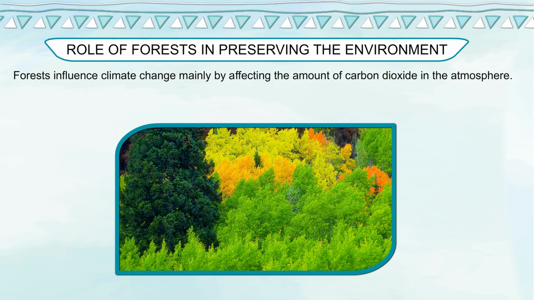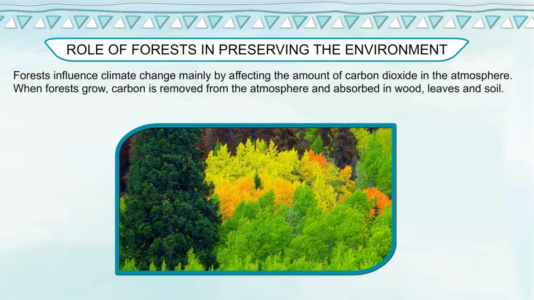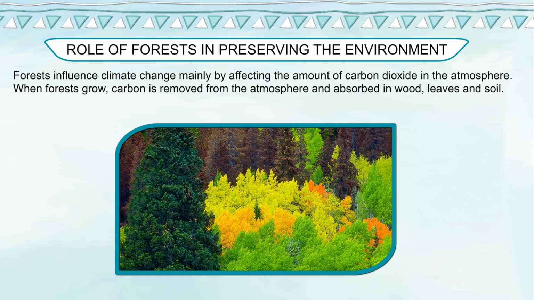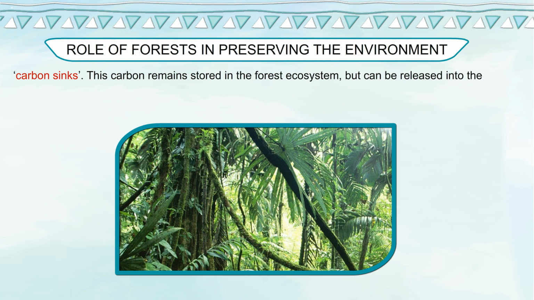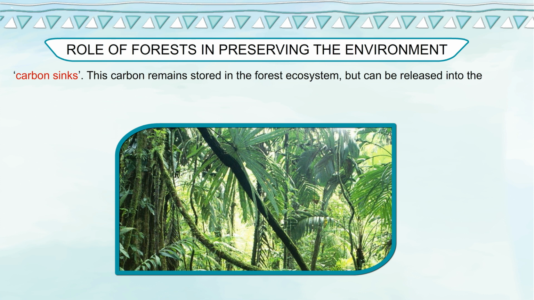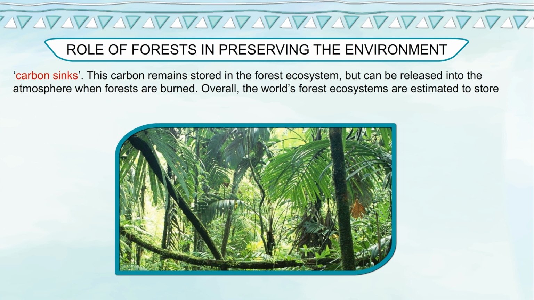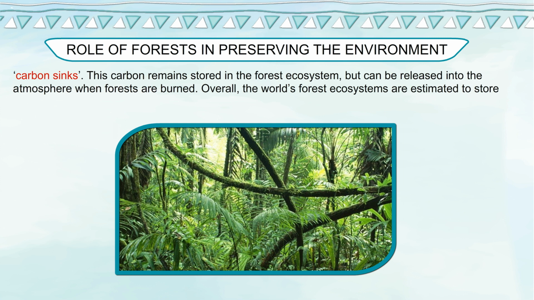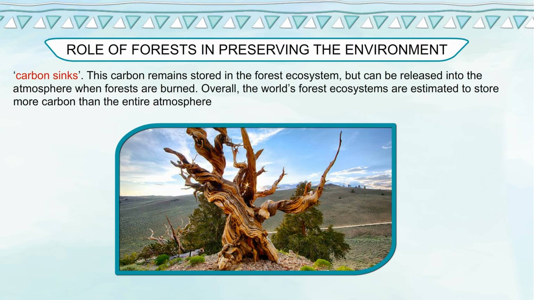Forests influence climate change mainly by affecting the amount of carbon dioxide in the atmosphere. When forests grow, carbon is removed from the atmosphere and absorbed in wood, leaves and soil. Because forests can absorb and store carbon over an extended period of time, they are considered carbon sinks. This carbon remains stored in the forest ecosystem but can be released into the atmosphere when forests are burned. Overall, the world's forest ecosystems are estimated to store more carbon than the entire atmosphere.